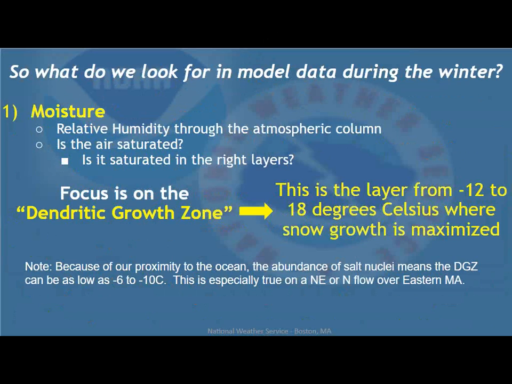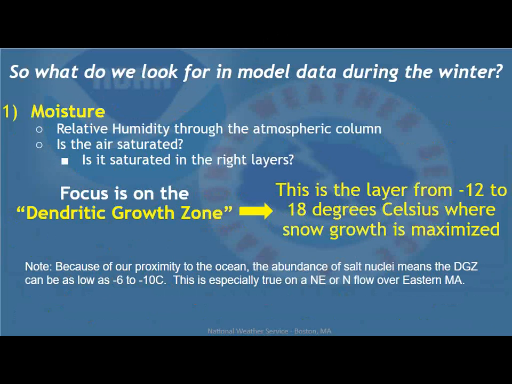Okay, so as meteorologists, what are we looking for when we're trying to forecast a winter storm? The first thing I'll talk about is the moisture. The main things we're looking at are a couple of things like precipitable water, but especially what's known as relative humidity. Basically, we're seeing, is the air saturated? And it's not really just whether the air is saturated, but where is the air saturated? Is it saturated in the right layers of the atmosphere?